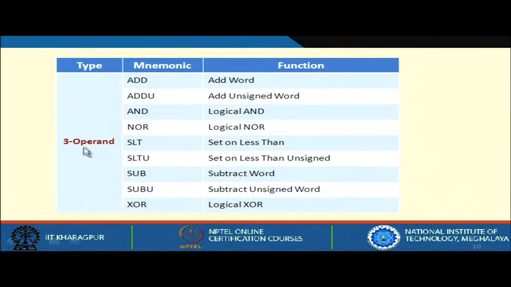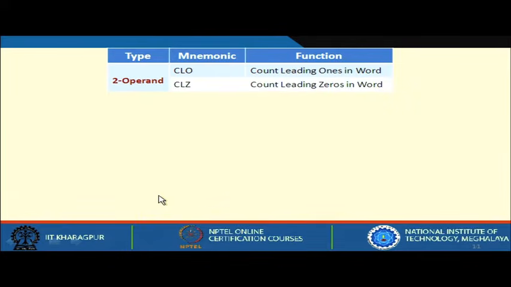We have 3 operand instructions, where these are add unsigned, and, nor, set less than unsigned, sub unsigned, XOR. And for 2 operands we have these instructions CLO, that is count leading ones in a word, or CLZ, count leading zeros in a word. So, these instructions are also sometimes required for various programming.